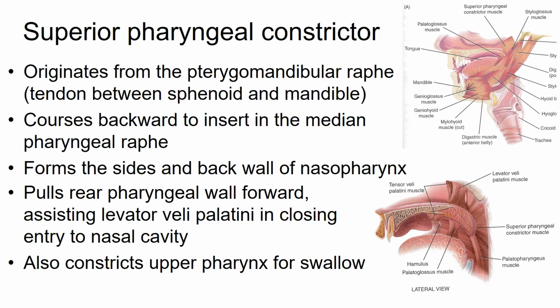The superior pharyngeal constrictor muscle originates from the pterygomandibular raphe, that tendon that runs between the sphenoid bone and the mandible, and courses backwards to insert into the median pharyngeal raphe, so it forms the sides and back wall of the nasopharynx. Contraction of the superior pharyngeal constrictor will help pull the rear pharyngeal wall forward to assist the levator veli palatini in closing entry to the nasal cavity. This will also help constrict the upper pharynx during the pharyngeal stage of the swallow.